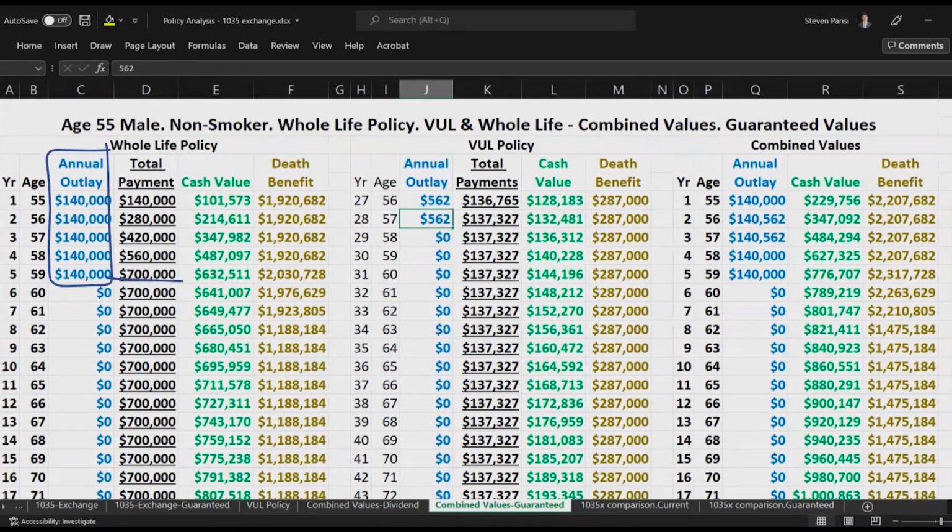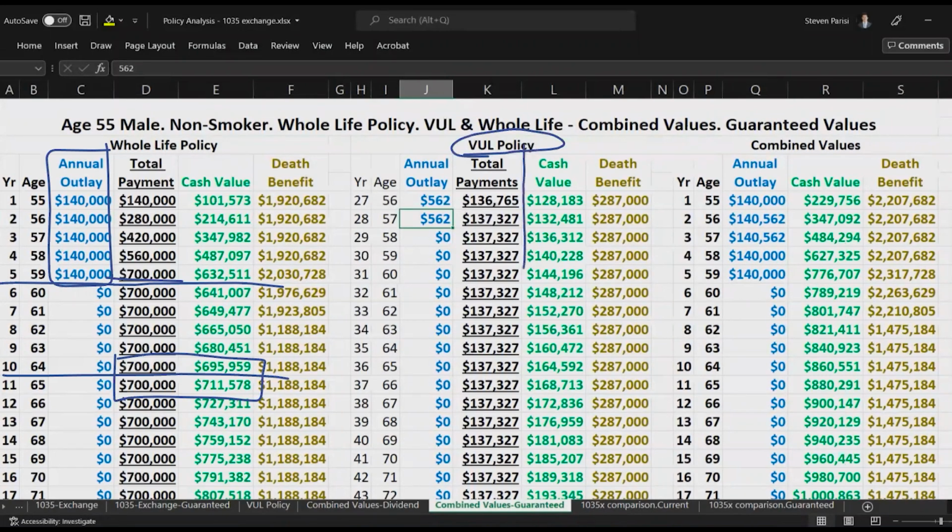140K per year. There we go. Total of 700 in. What was your break even on the pure whole life product in the last example? Between years 5 and 6. Now we're looking at the guarantees, no dividends. What do you notice here? Well, now all of a sudden, it's pushed out between years 10 and 11.